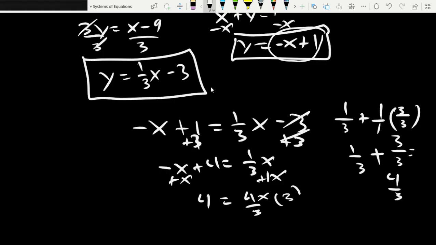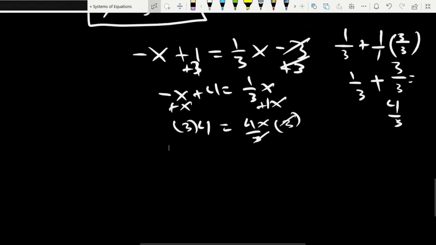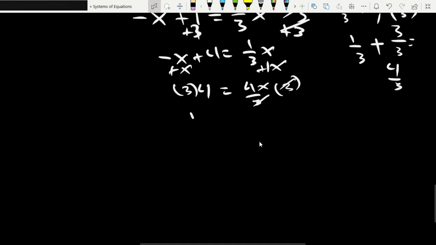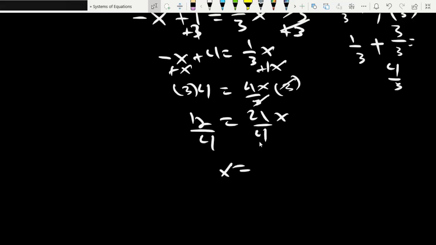And what do we do here? We just multiply by 3. So what's that? 12 equals 4x, and we divide by 4. x is 12 divided by 4, which is 3. So we have found our first coordinate, in the ordered pair x comma y, which is the solution to the system of equations, right?